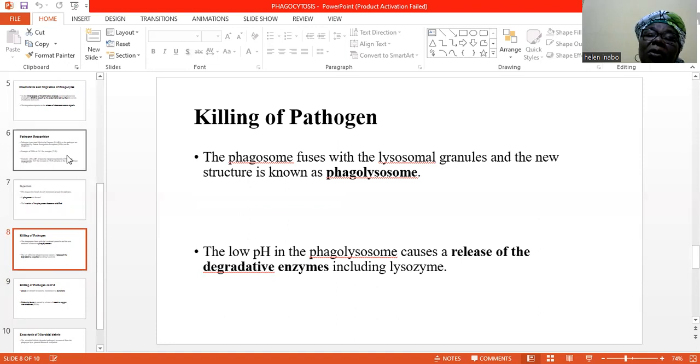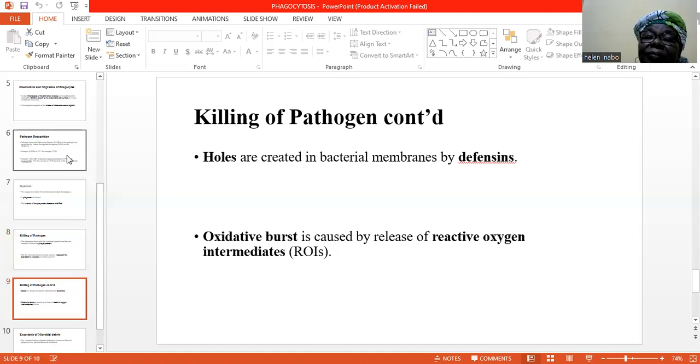The content of the lysosomal granules need to be poured into the phagosome. But first of all, the lysosomal granule will fuse with the phagosome to form a new structure known as phagolysosome. The low pH in the phagolysosome leads to a release of degradative enzymes, including lysosome.